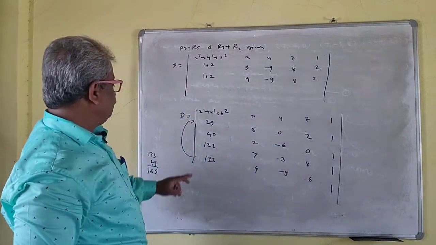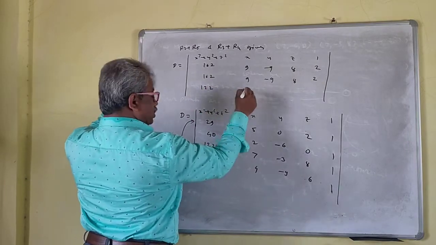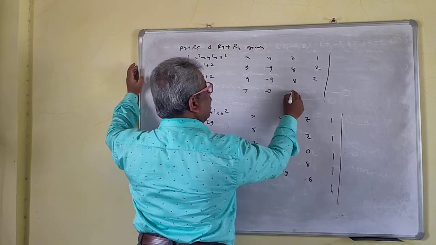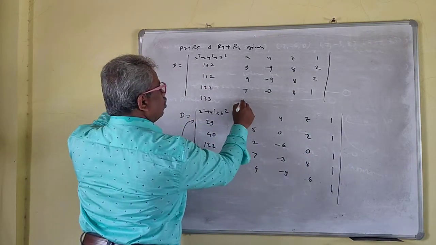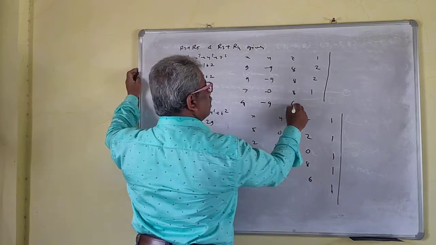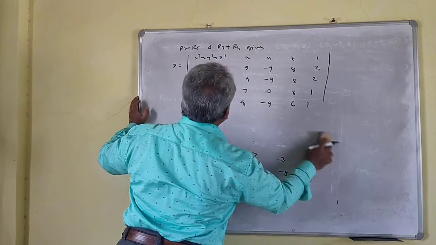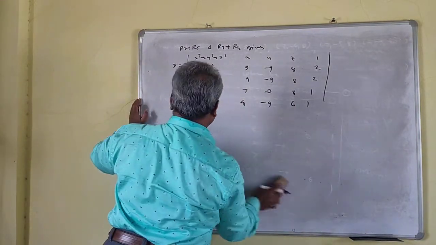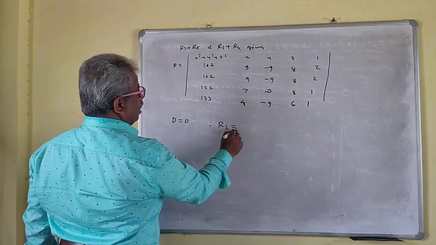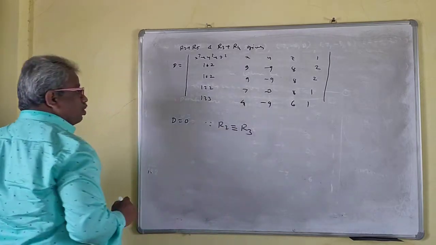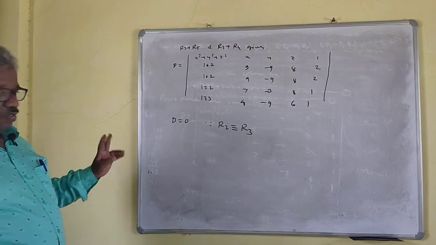We are not changing R4 and R5, so these are 122 7 minus 3 8 1, and 133 4 minus 9 6 1. So I did these two operations, and I got d is equal to 0, since R2 is identical with R3. We know that in a determinant, if 2 rows are same or 2 columns are same, the value of the determinant is 0. So we have proved this.